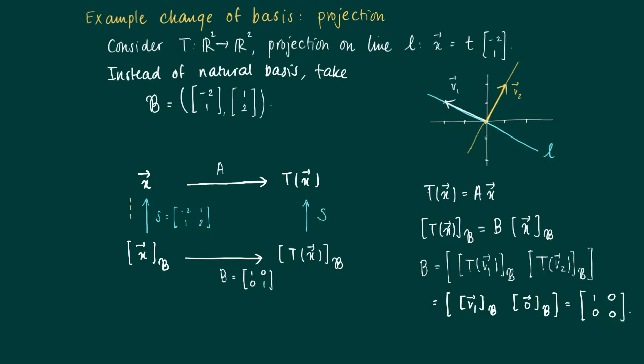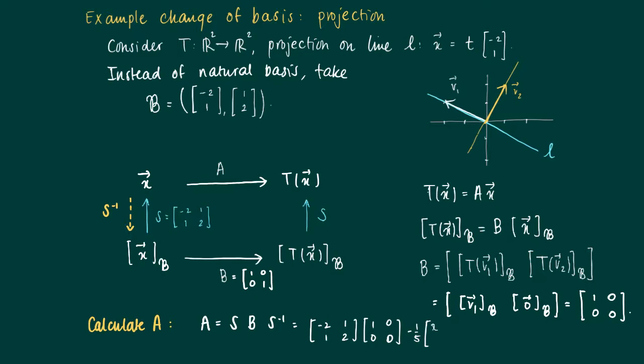Using this matrix, I can calculate A, since I know that this diagram is commutative. I know that A equals S times B times S inverse. So first S, then B, and then S inverse. So A equals the matrix (-2, 1; 1, 2) times the simple matrix (1, 0; 0, 0) times the inverse of S, which equals minus 1/5 times (2, -1; -1, -2). And now we may calculate it: 1 over 5 times (4, -2; -2, 1).